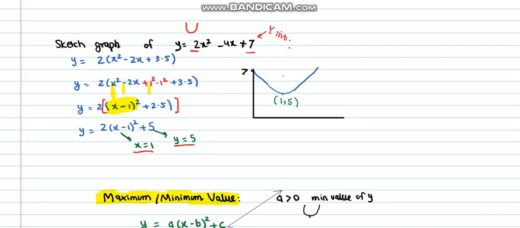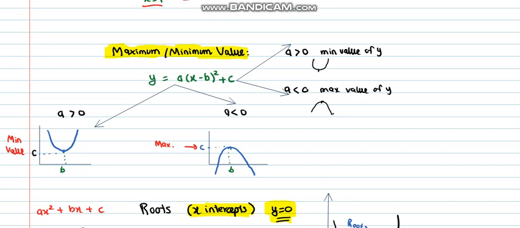So (1, 5) becomes our turning point, and this is our y-intercept. So we can sketch it over here just like this. Our next topic is the maximum and minimum value. y equals a(x minus b) whole squared plus c is the completed square form. This value of c is a minimum when it is a cup upwards, or a is positive. This value of c is a maximum when a is negative, or it is a cup downwards, as you can see over here. The point (b, c), if it is a cup upwards, then this value is minimum, and if it is a cup downwards, then this value automatically becomes maximum.